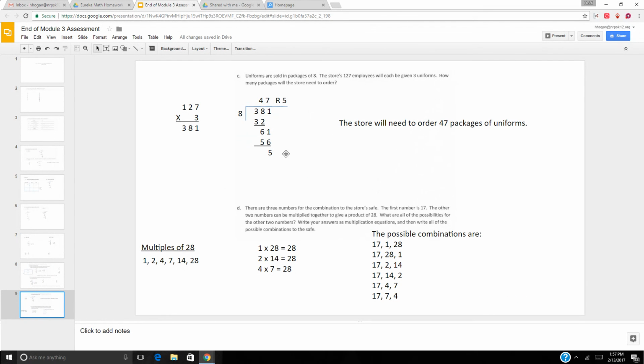So now, uniforms. People who work there need uniforms. And they're sold in packages of 8. The store's 127 employees will be given 3 uniforms. How many packages will they need to order?